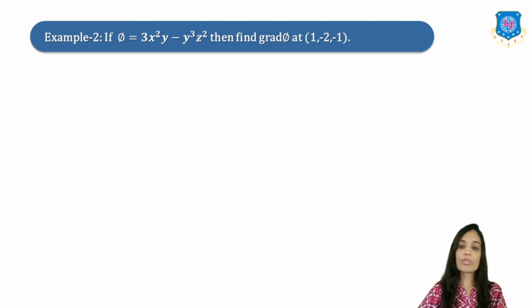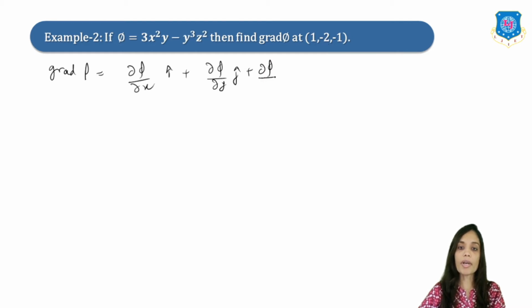If phi equals 3x squared y minus y cubed z square, then we have to find the gradient of phi at the point (1, -2, -1). Let us again write the formula of the gradient of phi: del phi by del x i cap plus del phi by del y j cap plus del phi by del z k cap. Now we have to write the derivatives with respect to x, y and z. For del phi by del x, the second term is constant, so we evaluate only the first quantity. It will be 6xy, right?